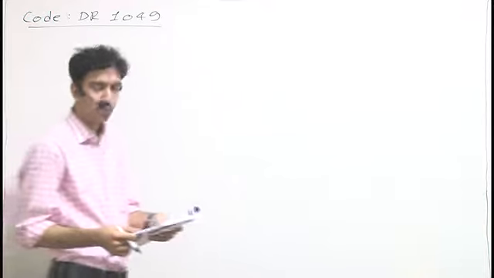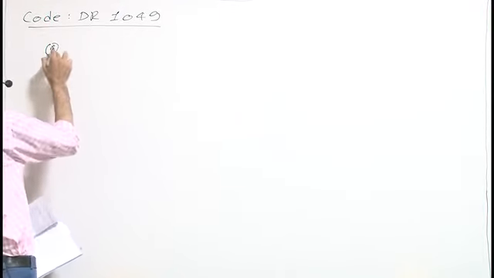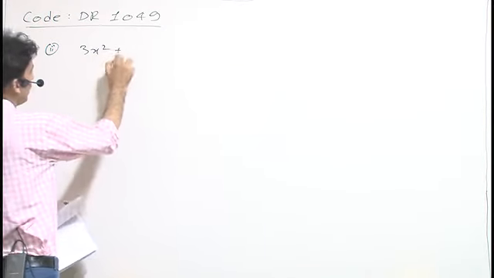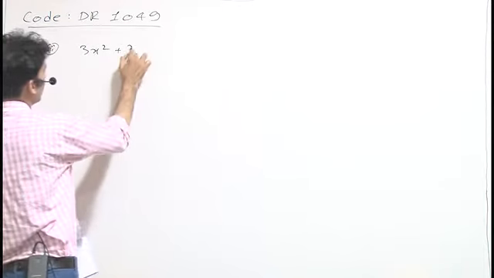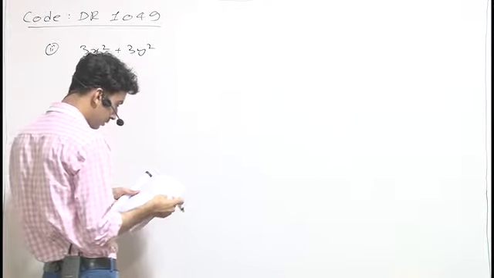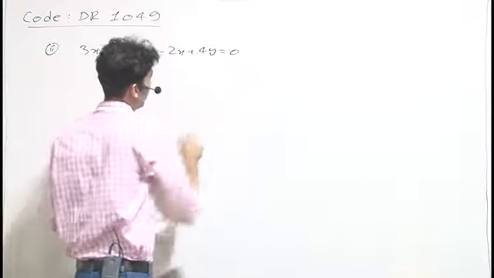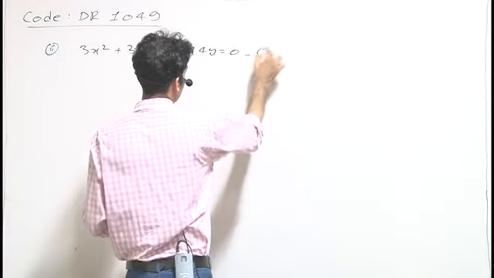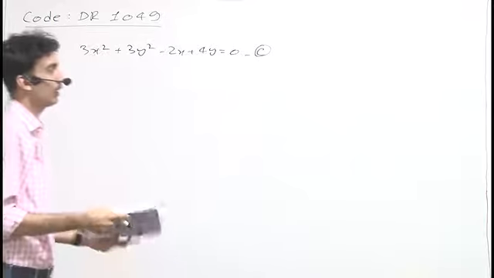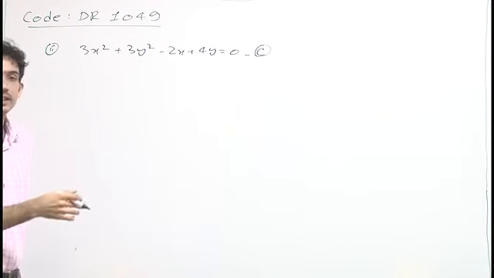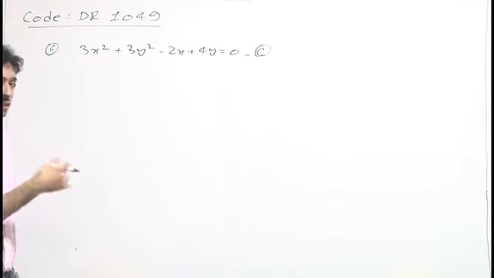In the same question, the second part. In the second part, we have a different curve. The curve is given as 3x squared plus 3y squared minus 2x plus 4y equals 0. This is the given curve C. And we have to show that all those chords of this curve which subtend a right angle at the origin are concurrent.